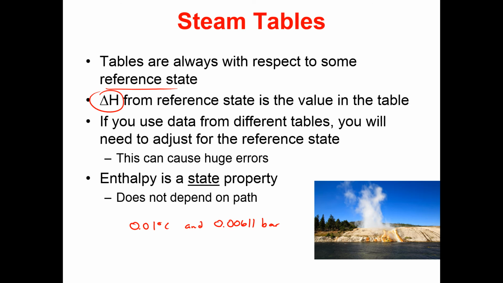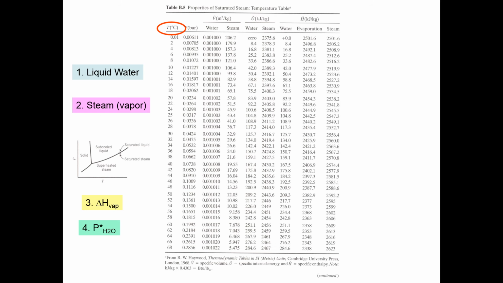The triple point is where three phases exist all together: solid, liquid, and vapor. I'll show that to you on a plot in just a little bit. If you use data from different tables, you'll need to adjust for the different reference state. This causes really big errors, so if you are using different tables, make sure you adjust for that. Enthalpy is also a state property, so it doesn't depend on the path. If you give it a temperature and pressure and look up an enthalpy, it doesn't matter how it got there, it's always going to be at that enthalpy.